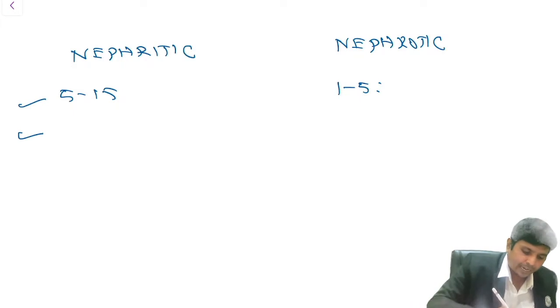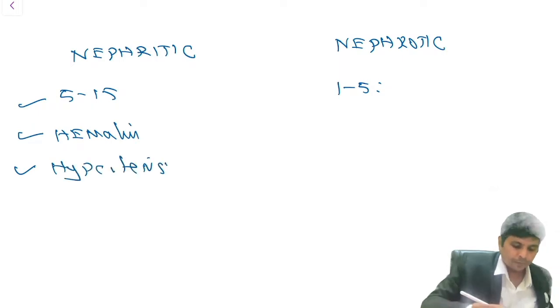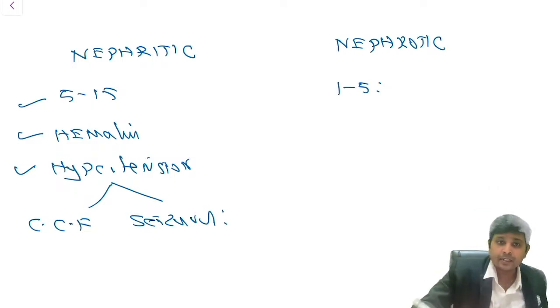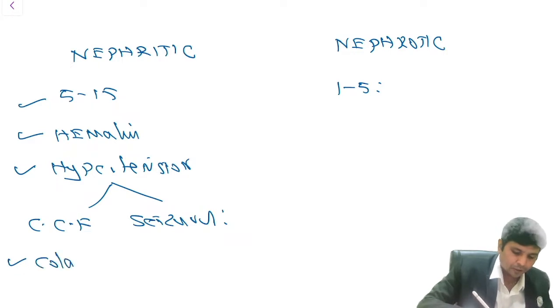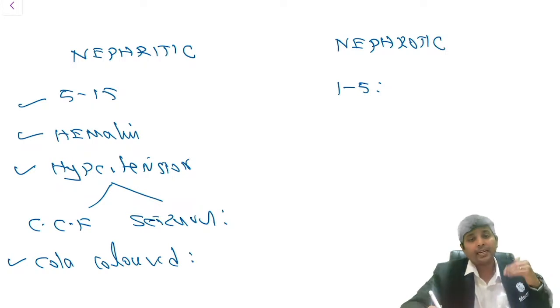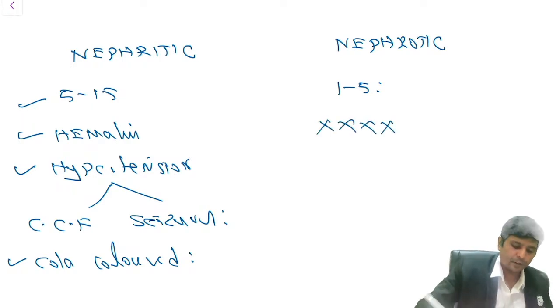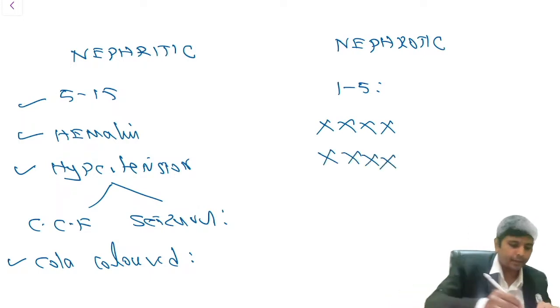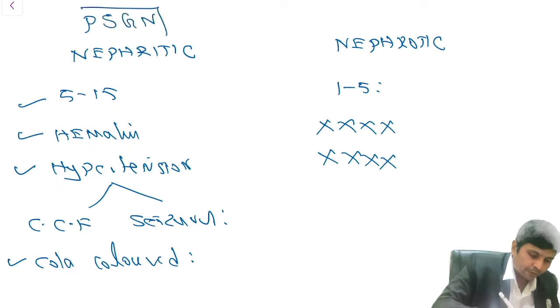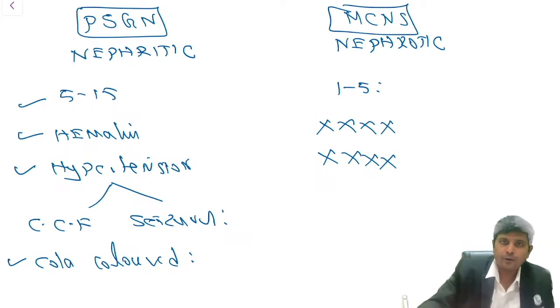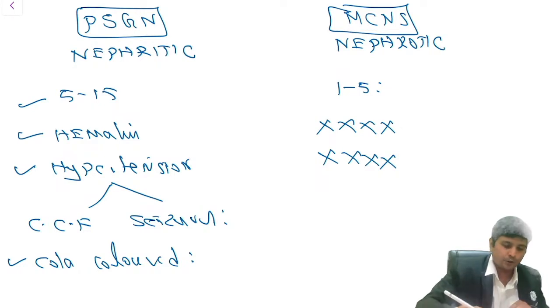Second, nephritic syndrome is characterized by hematuria and by hypertension. This hypertension can manifest as CCF or as seizures. This is very important: nephritic syndrome doesn't mean it should manifest with cola colored urine. It can lead to hypertension, and this hypertension can lead to CCF and seizures. Whereas hematuria and hypertension are unlikely to occur in nephrotic syndrome. Nephritic means post-streptococcal glomerulonephritis, whereas nephrotic means minimal change nephrotic syndrome. There are causes other than post-streptococcal glomerulonephritis, and causes other than minimal change nephrotic syndrome also.